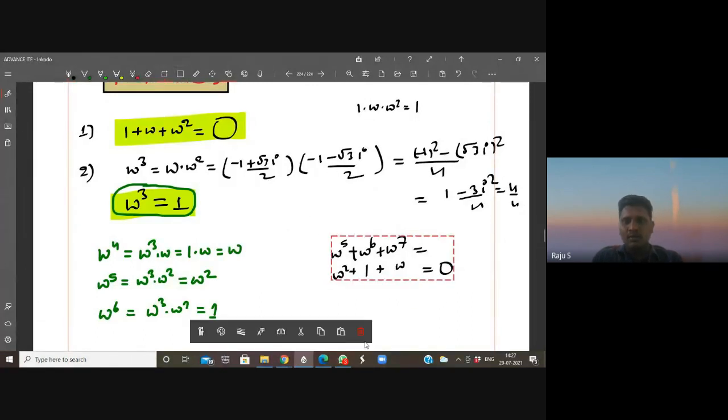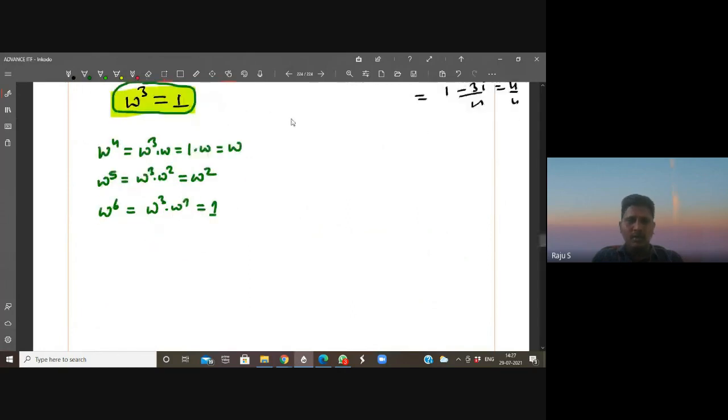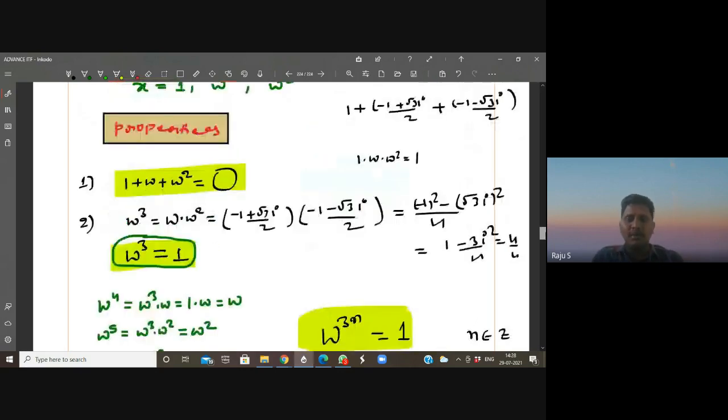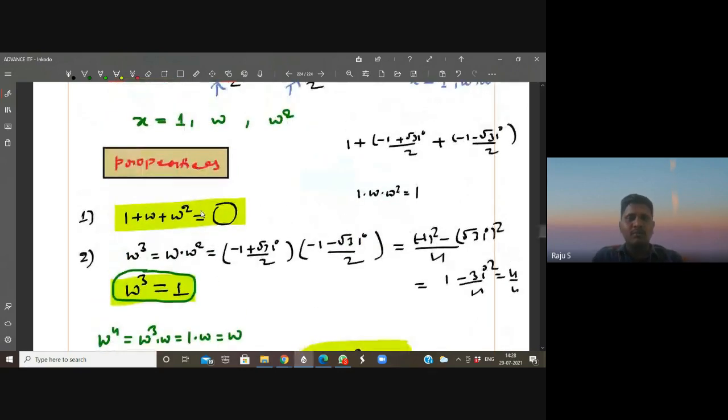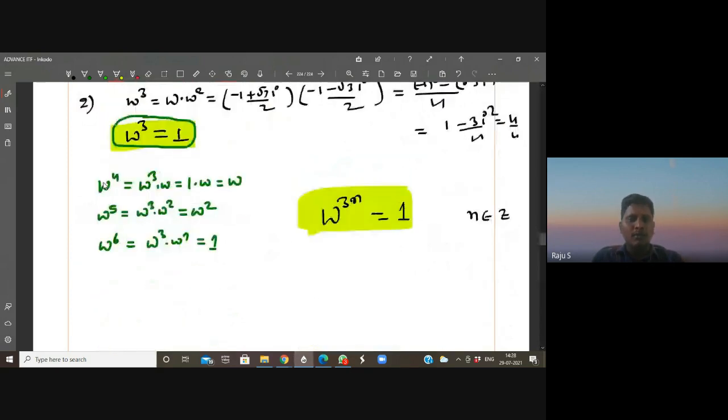So what can we conclude here? Omega power 3n value is what? Here n belongs to Z. It is 1. Take n equal to 1, 2, 3, even minus 1, minus 2, minus 3. It will also become 1. So the sum of the cube roots becomes 0. The product of the 3 cube roots becomes 1. Omega power 4 becomes omega, omega power 5 becomes omega square, and omega power 6 again becomes 1. That you have to remember.